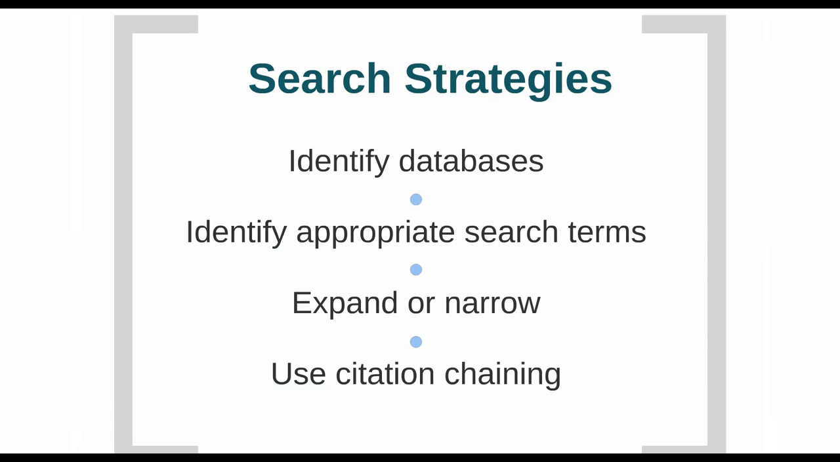Okay, so search strategies, identify databases, obviously. You need the right search terms, and by the way, when you're finding some articles that are really capturing what you want, look at their search terms, look at their keywords that they've put in there, which is listed right underneath the abstract, typically. When you're searching, sometimes there are very few articles to be found, in which case you need to expand, or there's 1,000 of them, in which case you need to narrow.